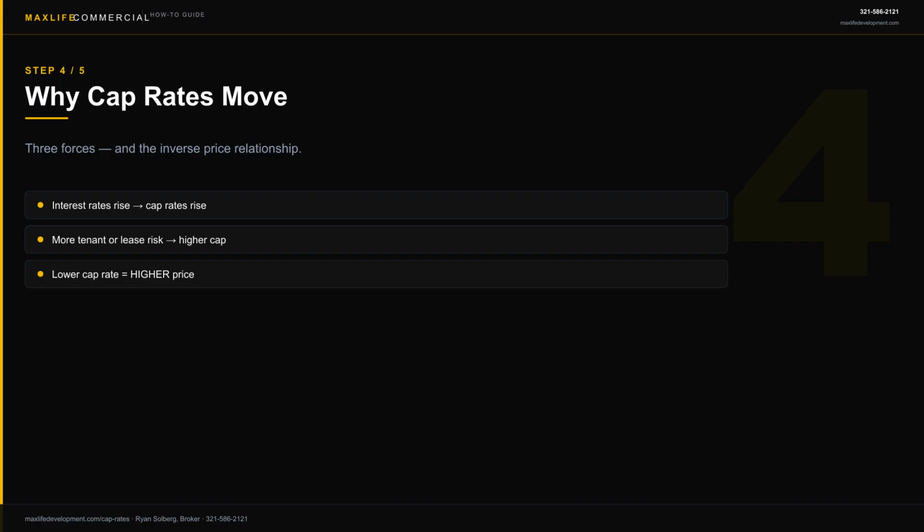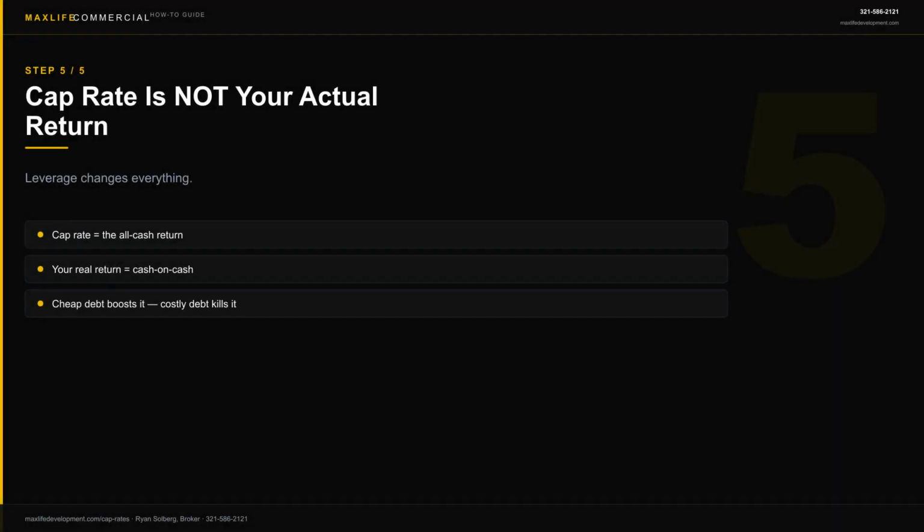Here is the magic and the danger of leverage. If your borrowing cost is below the cap rate, debt works for you, and your cash on cash return climbs above the cap. But if your borrowing cost is above the cap rate, debt works against you, and your actual return drops below it. That is called negative leverage. And in a higher rate market, it is everywhere. So never assume a 6 cap pays you 6%. It depends entirely on your financing.